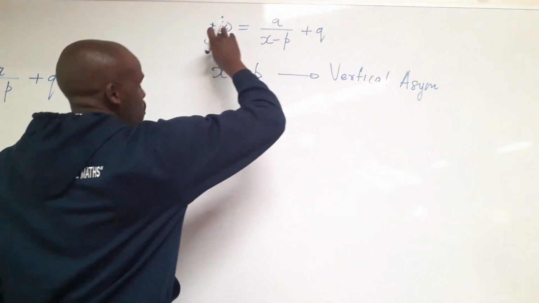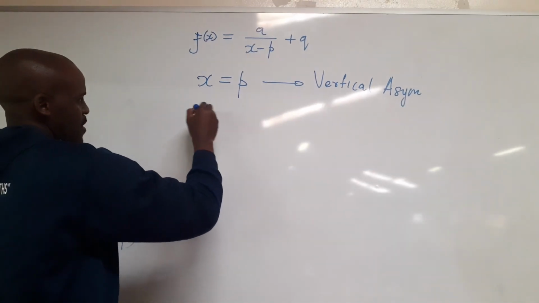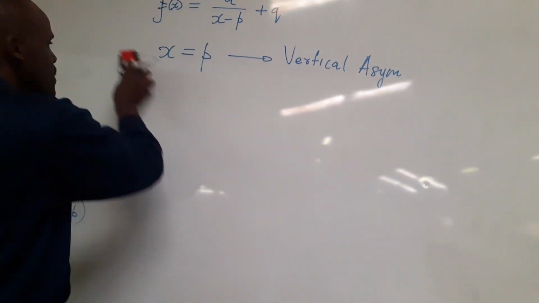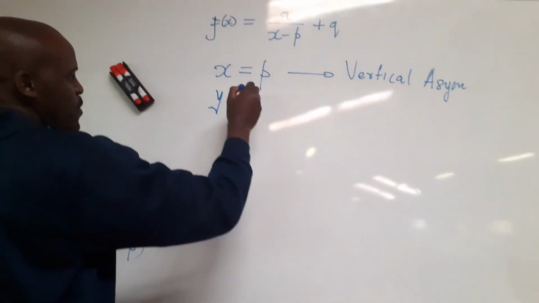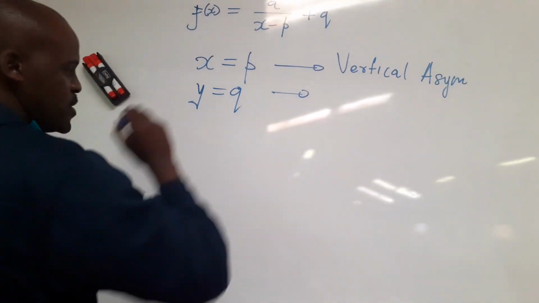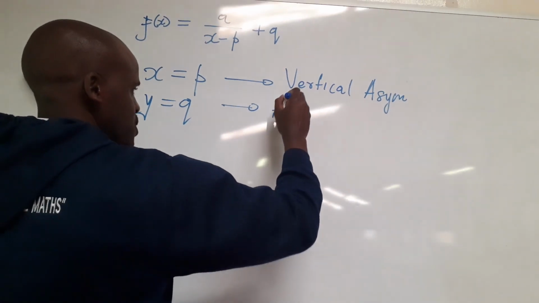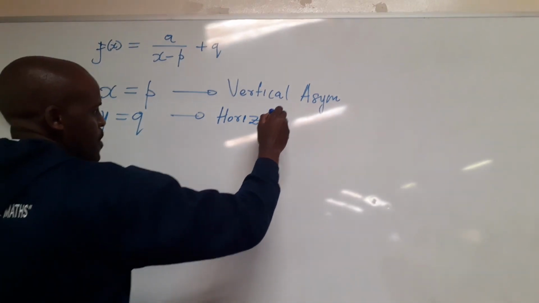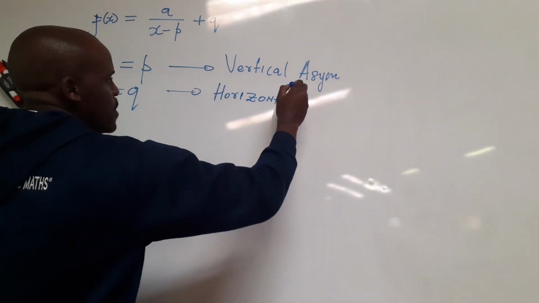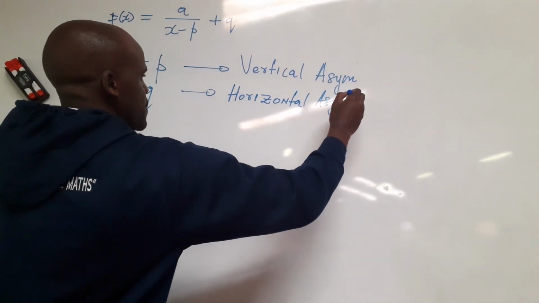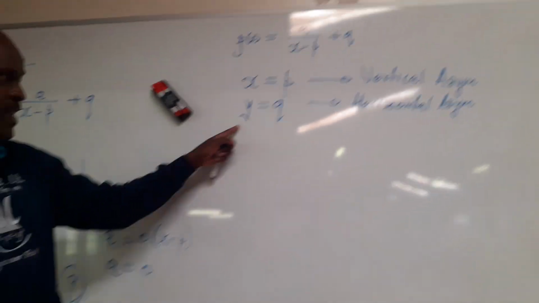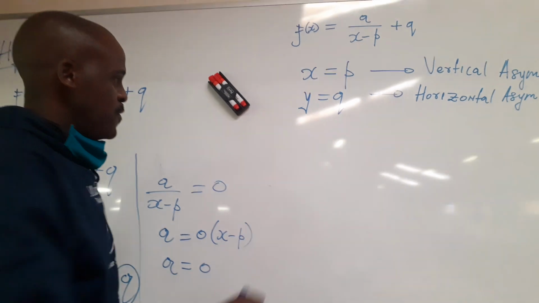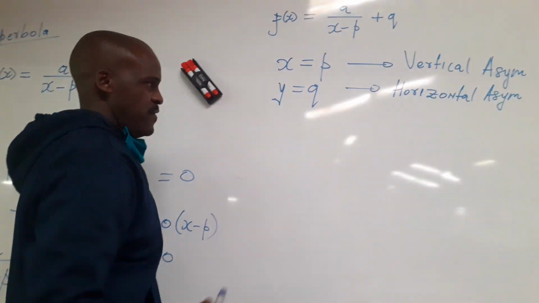If we are to make y to be q, again, if y is equal to q, this won't exist. This is our horizontal asymptote. So when you say y is equal to, you are talking about a horizontal line. If you say x is equal to, that's a vertical line.